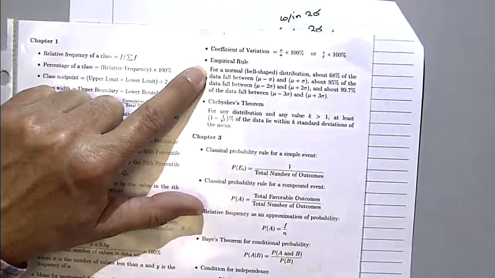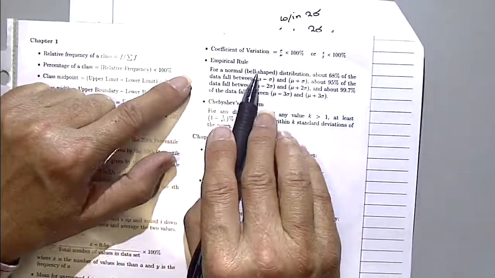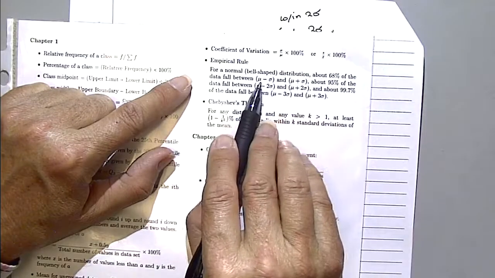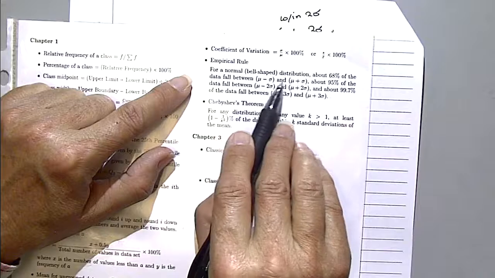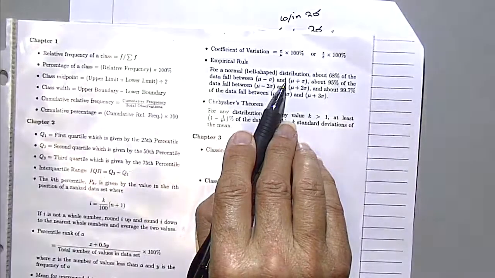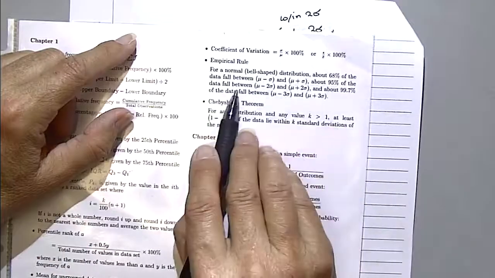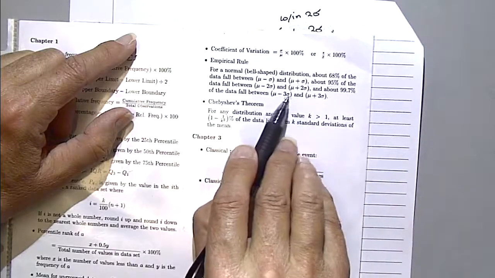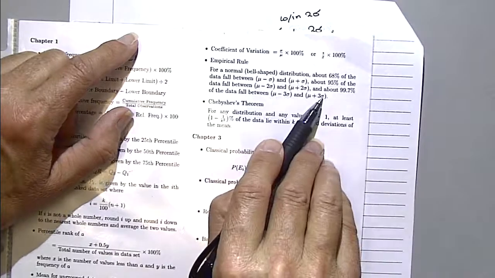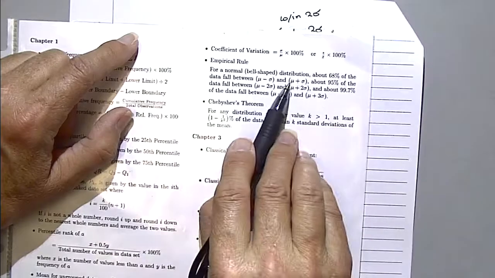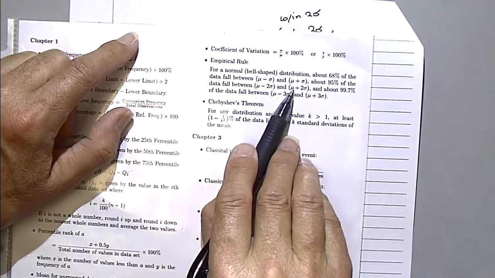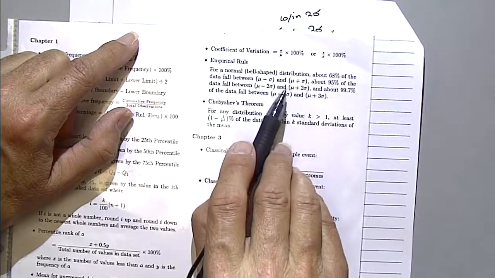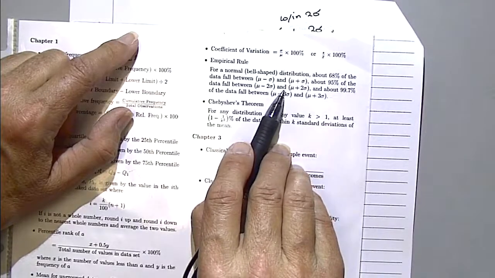The empirical rule says for a normal, bell-shaped distribution, 68% are within the mean minus 1 standard deviation and the mean plus 1. Hang on, I'll get to it in a second, okay? And then 95% are between the mean minus 2 and the mean plus 2, and 99.7% are between the mean minus 3 and the mean plus 3. In other words, 68% are within 1 standard deviation, 95% are within 2, and 99.7% are within 3, according to the empirical rule. It tells you, no calculations involved. Question?